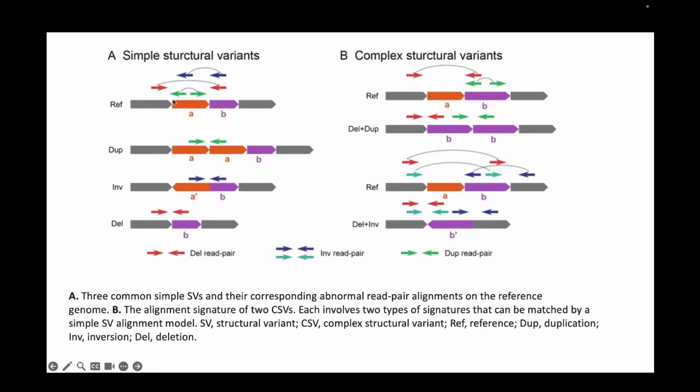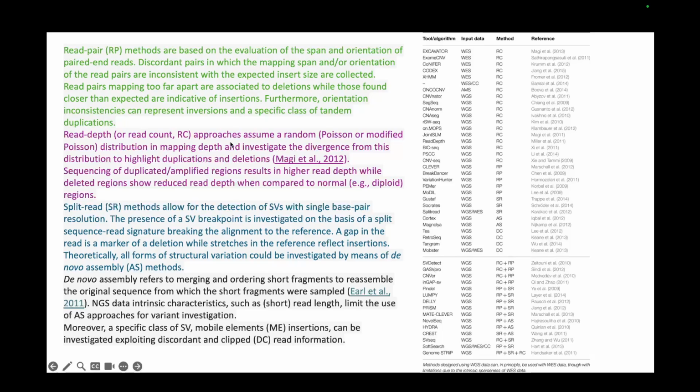Simple and complex structural variants. Simple are just insertion, deletion, duplication, whatever. Complex is a combination of these, so there is a deletion and duplication both happening, or deletion and inversion also happening. So these are your major ways by which structural variants are called, and these are the different algorithms and methods used there. RC is basically read count or read depth, RP is read pair, SR is split read, and obviously de novo assemblies as well.